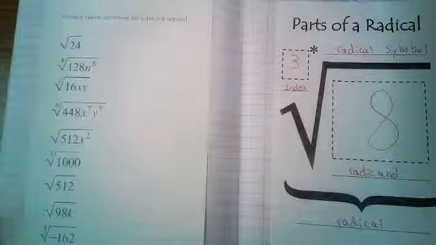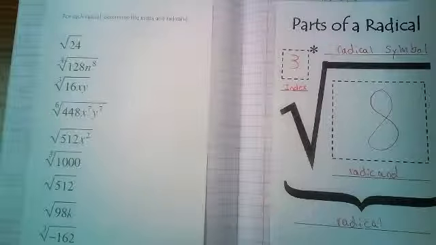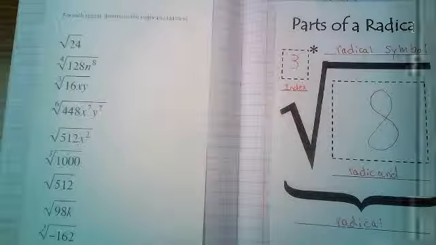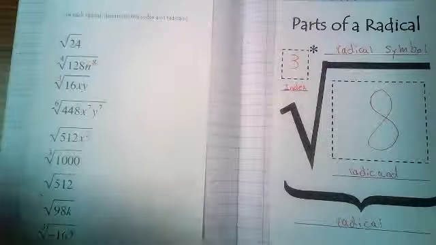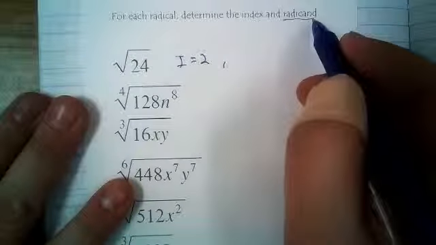So what you're going to do on this side is for each radical, determine the index and the radicand. And I'm going to do the first 2 with you, and then you're going to do the rest and show your teacher to check your answer. For this first one here, okay, the index, which would be the number here, isn't given. Right? So if it's not written, we assume that the index is 2. So I'm just going to put I equals 2. The radicand is the number inside the radical symbol, and that's 24.